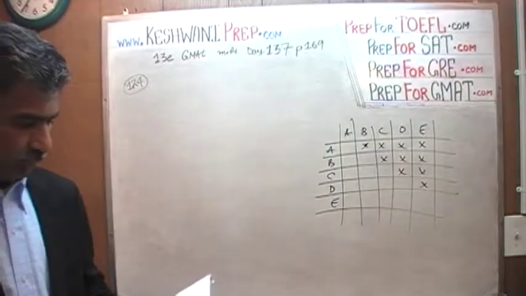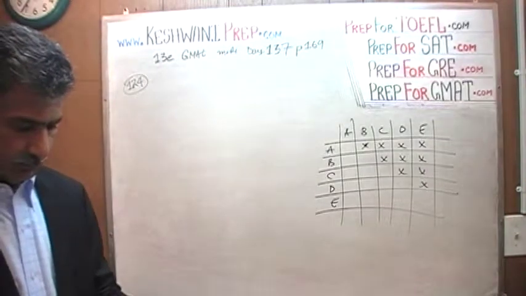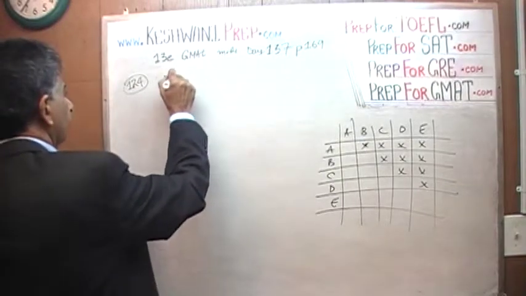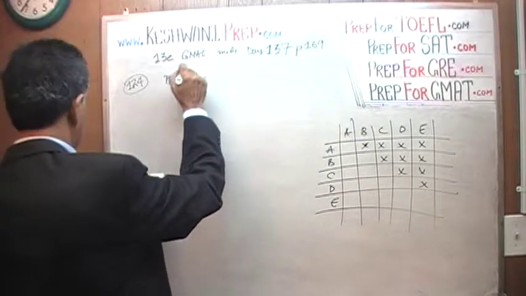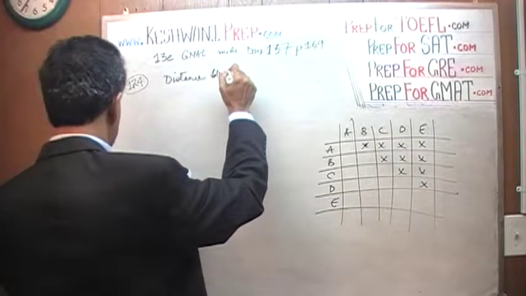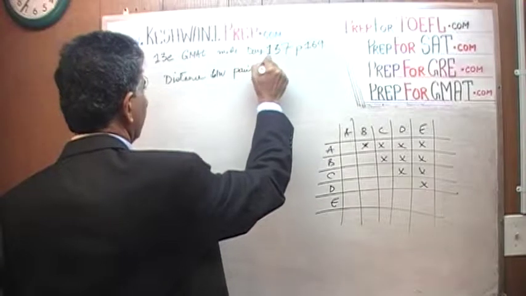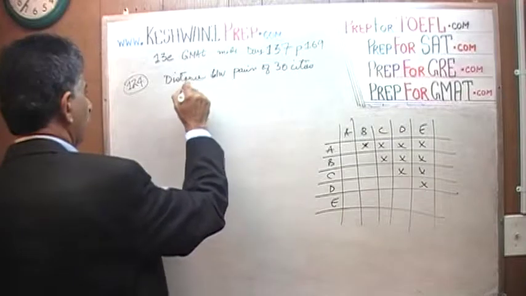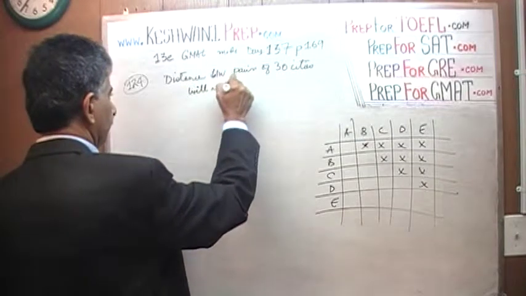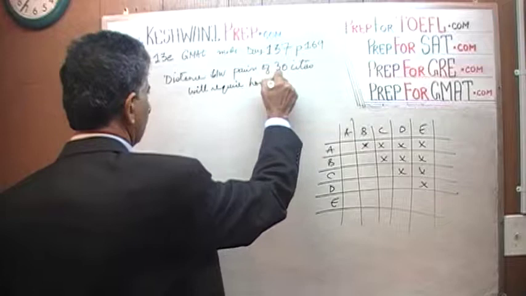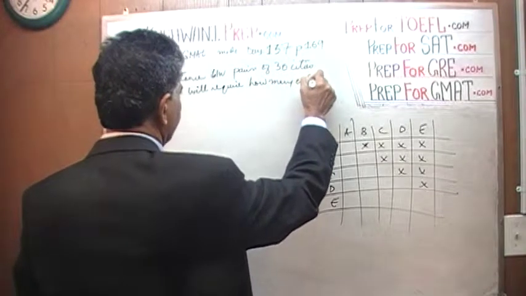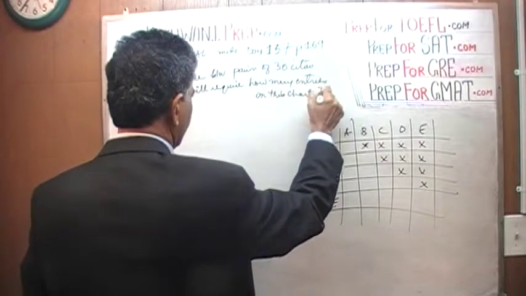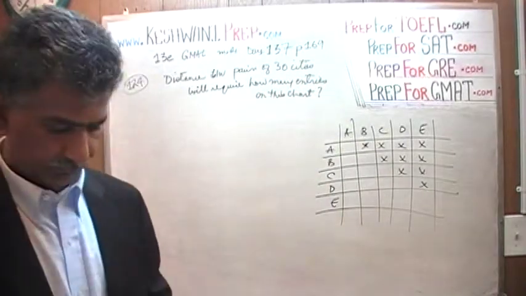And here's the question. The question is, if we had 30 cities, distance between pairs of 30 cities will require how many entries on this chart? Very simple, very straightforward problem.